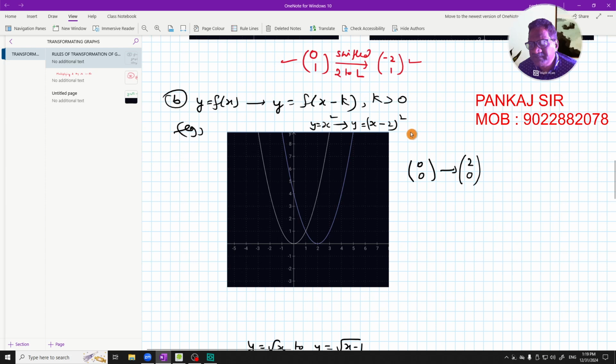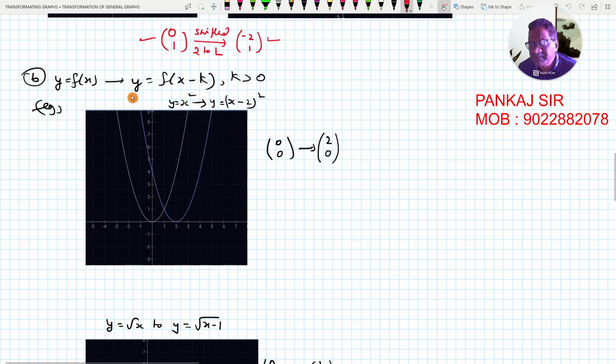Now let us go for the second type of transformation, which is y is equal to f of x to y is equal to f of x minus k. Now this is very much similar to the y is equal to f of x plus k transformation. In the x plus k transformation, you saw that the graph is shifting to the left. Here you will see that the graph is shifting to the right by that same amount k.